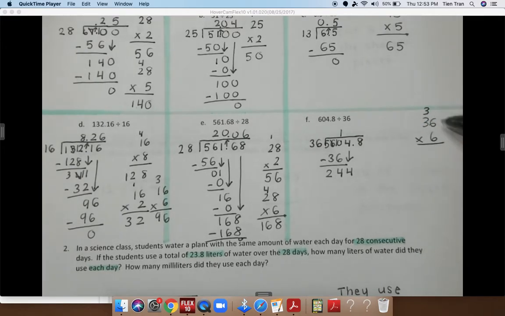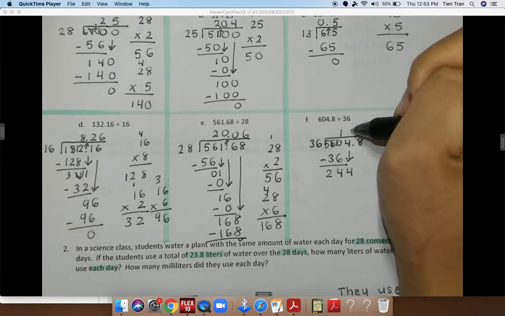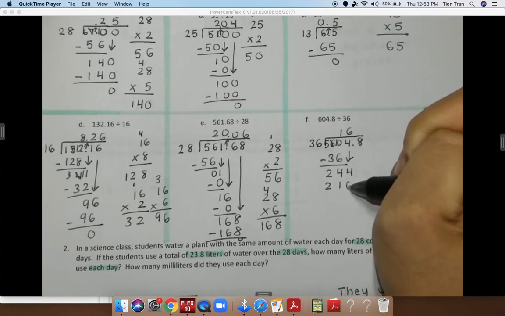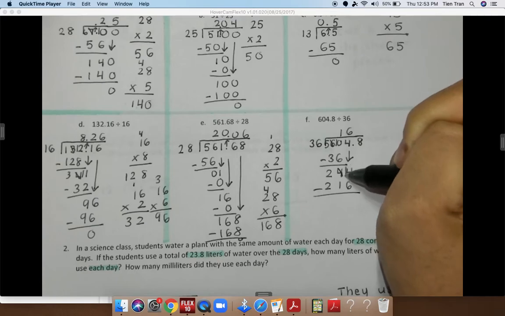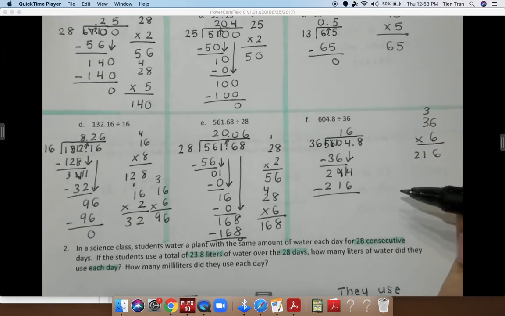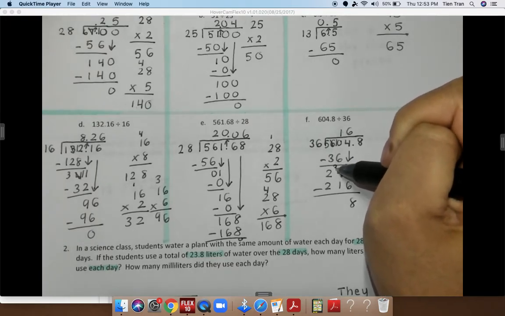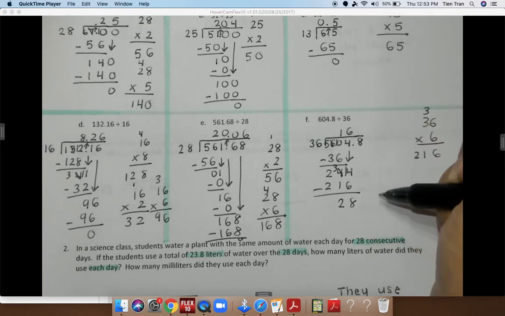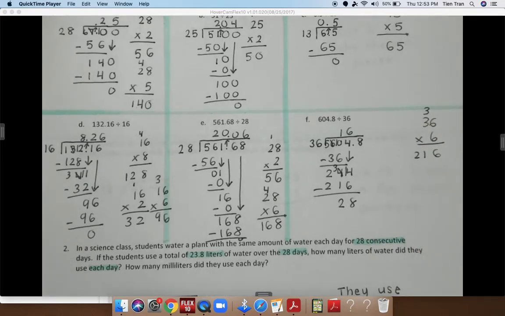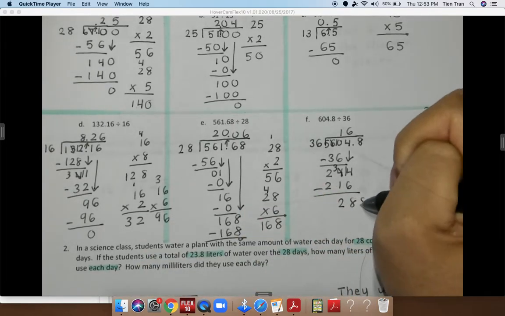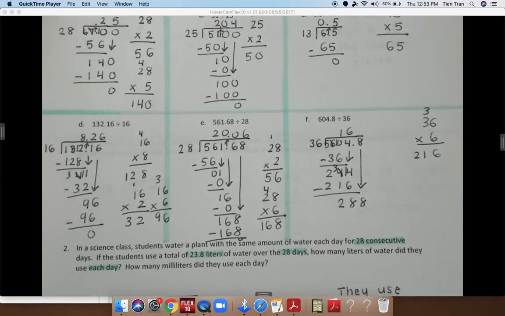6 times 6 is 36. 6 times 3 is 18. Plus 3 is 21. So I have 2, 1, 6, and subtract. 14 minus 6 is going to give me 8. 4 changes to 3. 3 minus 1 is 2. And so I get 288, because I need to bring down my 8, sorry.